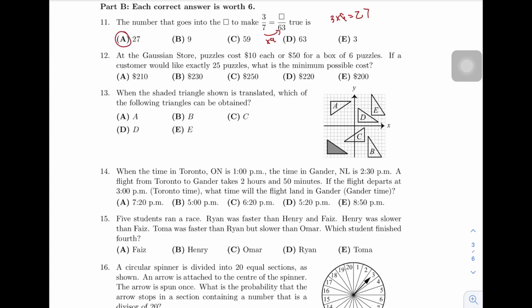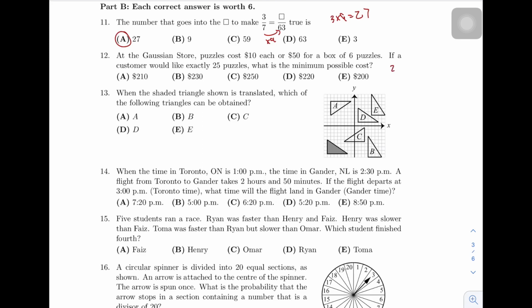At the Gaussian store, puzzles cost $10 each or $50 for a box of 6 puzzles. If a customer would like exactly 25 puzzles, what is the minimum possible cost? So for each puzzle, buying a bundle of 6 for $50 is much cheaper than buying one puzzle for $10. So we're going to buy bundles of 6 puzzles as much as possible.